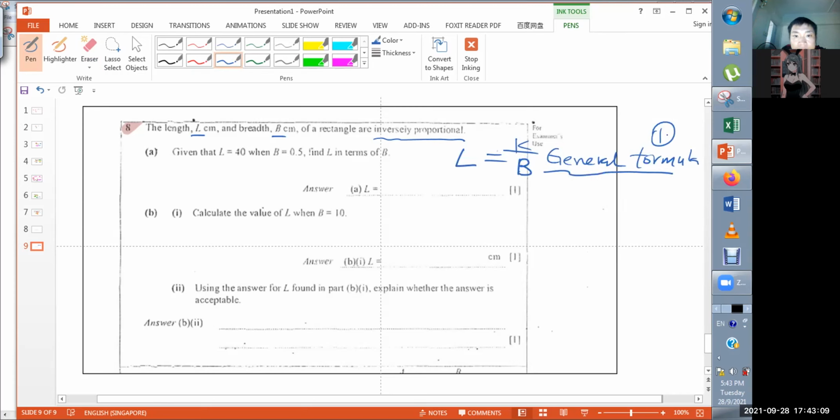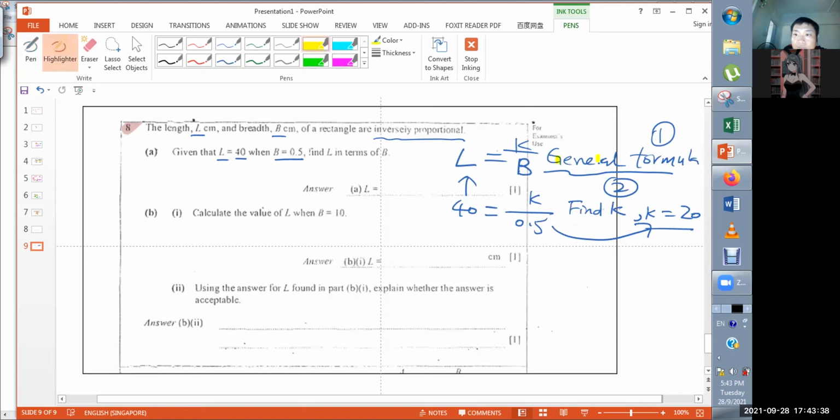Then next, you can do it already. Can you see that L is 40? B is 0.5. Then you can find your K. So find K is always your step two. K in this case is 20. So first step, general formula. Step two, find K. K in this case is 20.